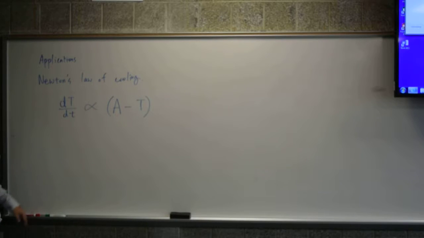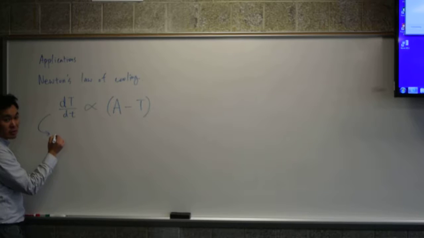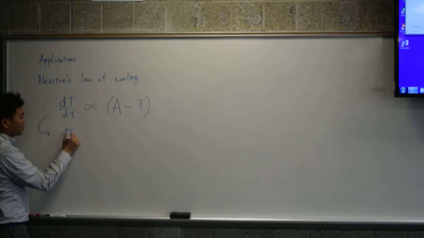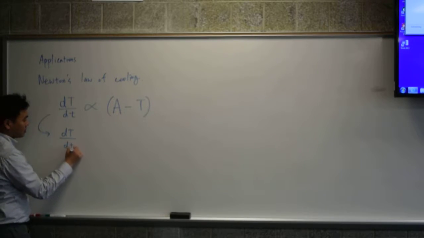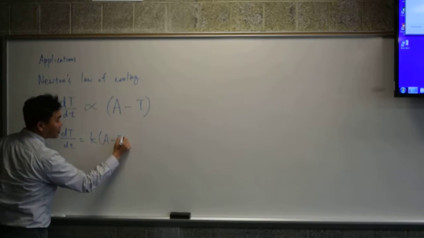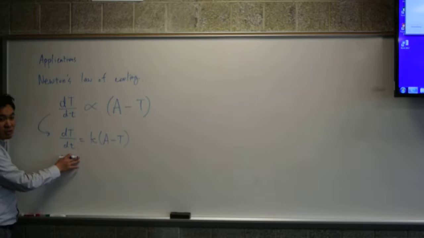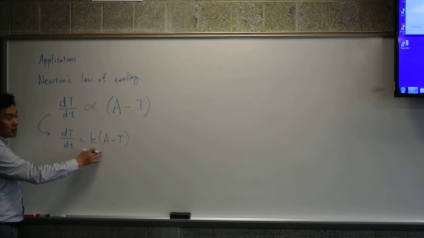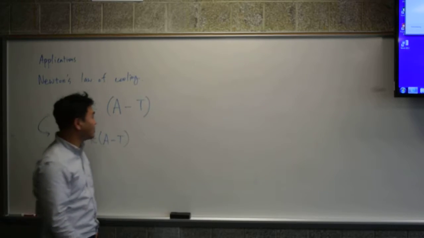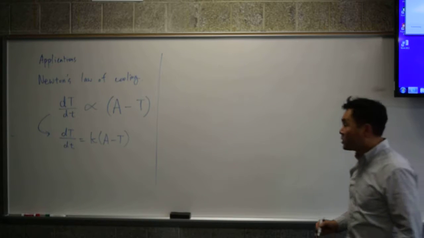Now, can you turn this into an equation? How does that work? Multiply the right side by k. You multiply the other side by k, and now you have an equation. And that is the equation that governs heating or cooling of an object inside an ambient temperature where the ambient temperature is fixed. Okay? So let's think about the following question.